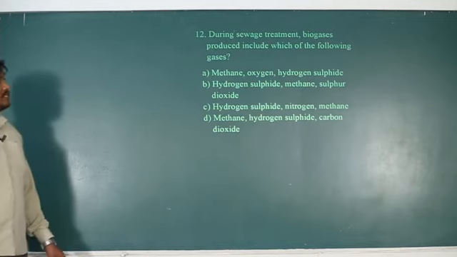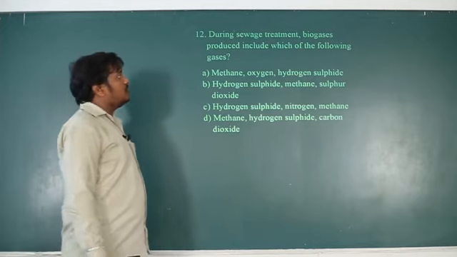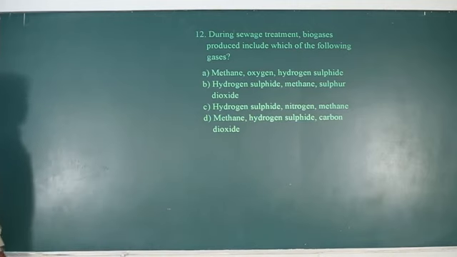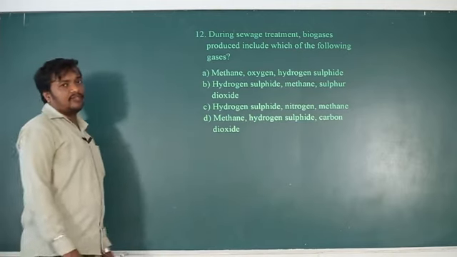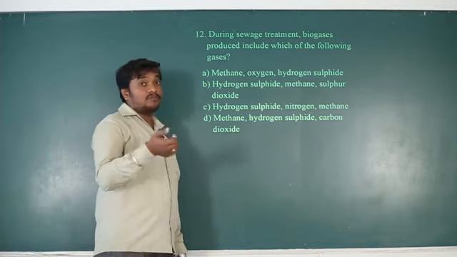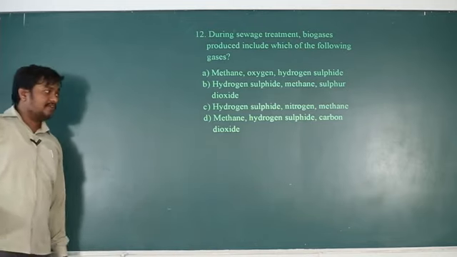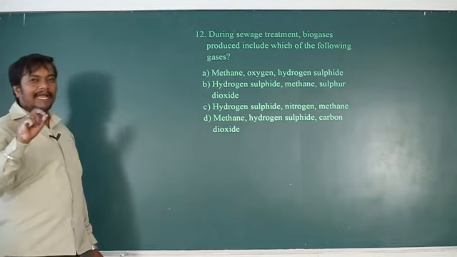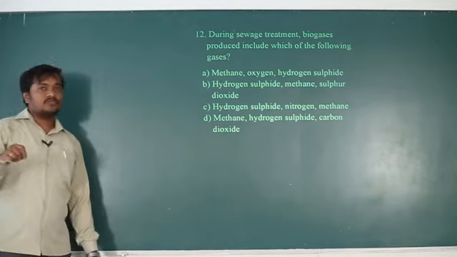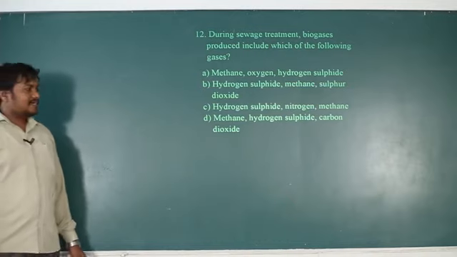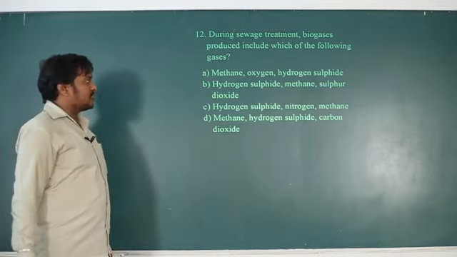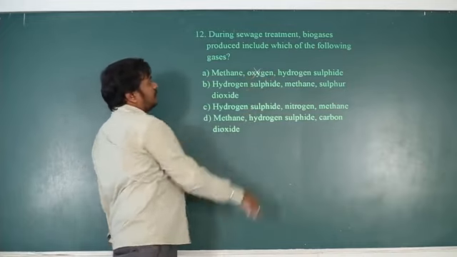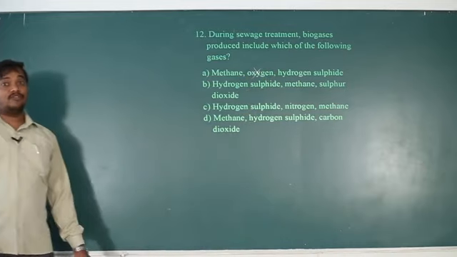During sewage treatment, biogas produced includes which of the following gases? Primary and secondary sludge are mixed into an anaerobic digester. In the anaerobic digester, due to the activity of methanogens, gobar gas is produced. This gas mainly consists of methane. Along with methane, it gives some bad smell also. That smell is also due to some chemical. And when you burn it, a little carbon dioxide is also released. Remember, oxygen is not produced in an anaerobic reaction, and oxygen is absent in the anaerobic digester.